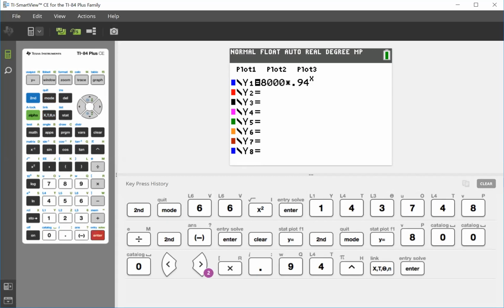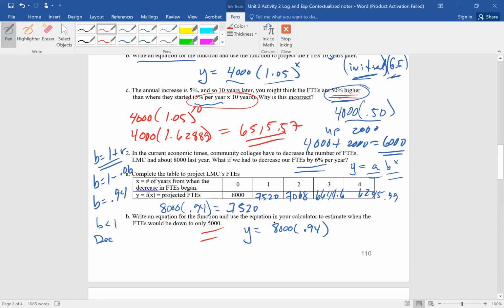So there's your first function. And really the question on the table is when is it, and I forgot the question already because I'm sitting there paying attention to my dogs as I shouldn't be, but they're distracting, so I'm sorry. But they wanted to know when is it down to 5,000 full-time equivalent students. So 5,000 is my number.